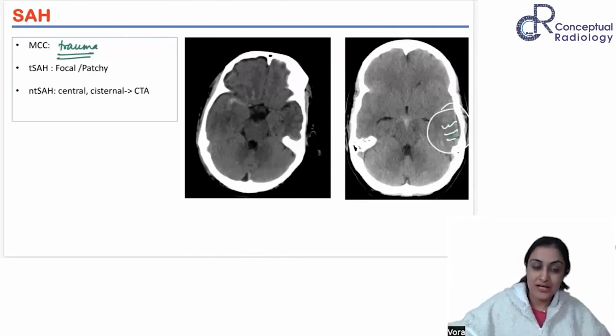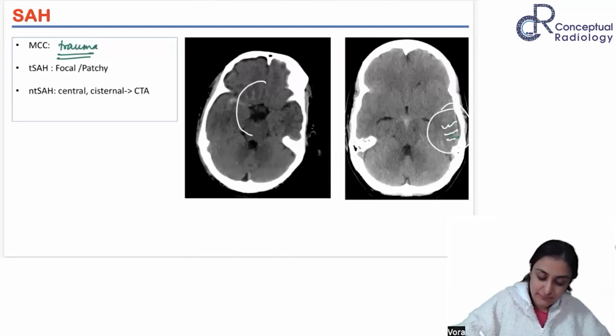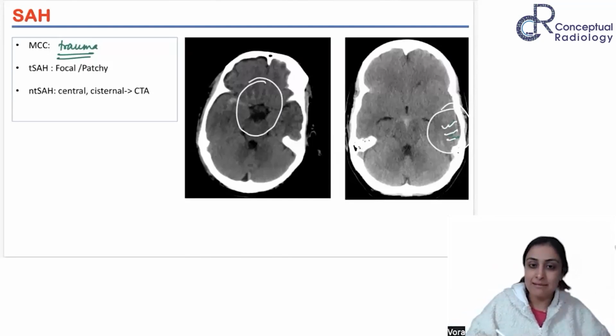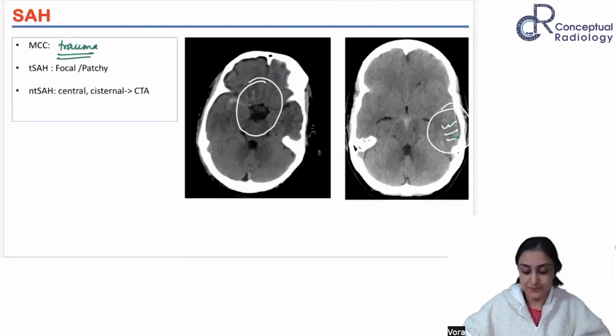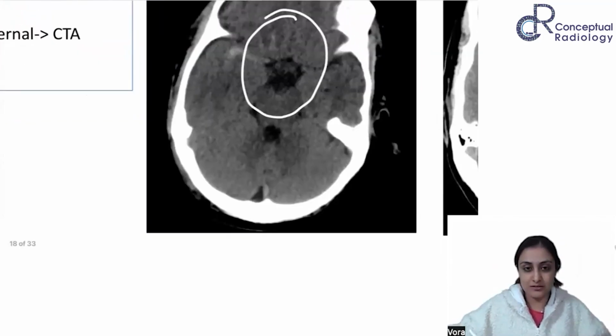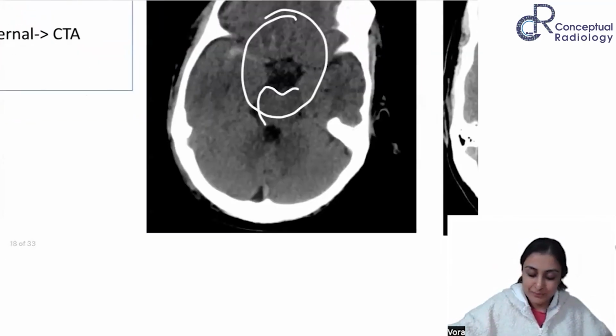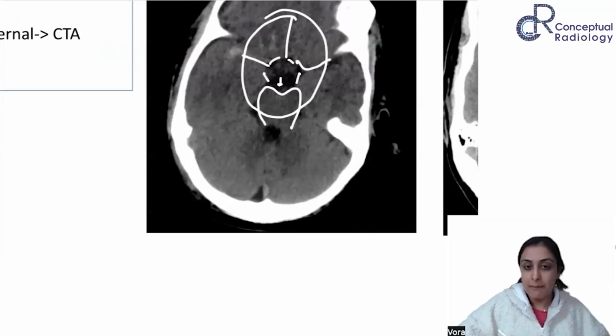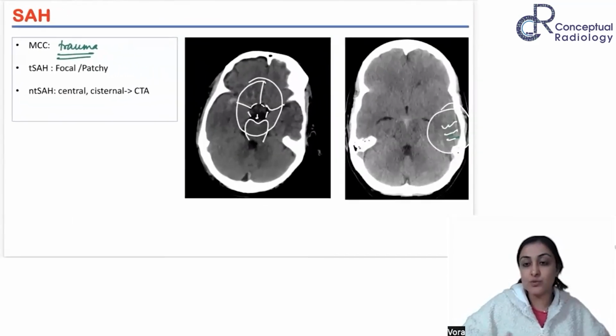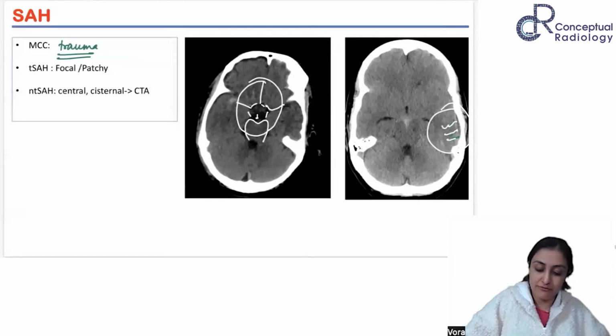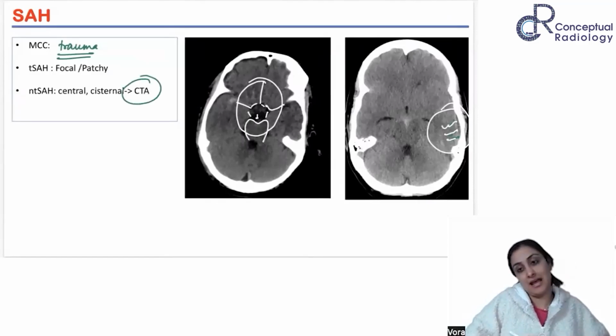But if it is central, somewhere close to the perimesencephalic cisterns. ये भी anatomy थोड़ा थोड़ा, I hope you know. This is the midbrain. So this is the interpeduncular cistern. These are your sylvian cisterns. These are interhemispheric cistern. इसकी भी बात करेंगे हम जल्द ही. But if you see this central, then you want to rule out aneurysmal SH. In such cases, you definitely want to do a CT angiography.